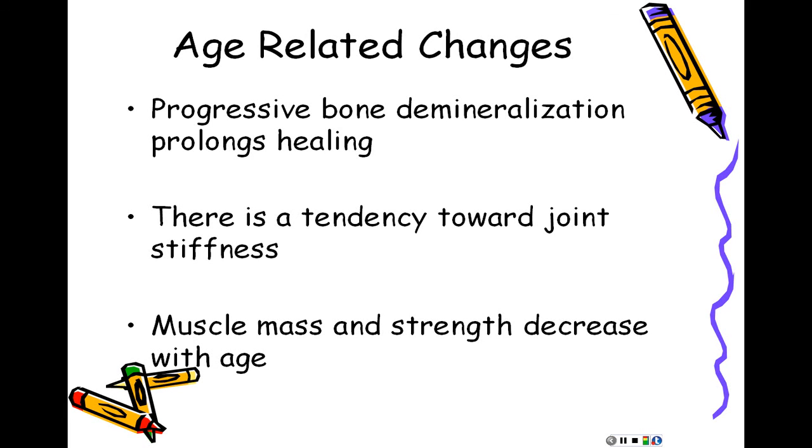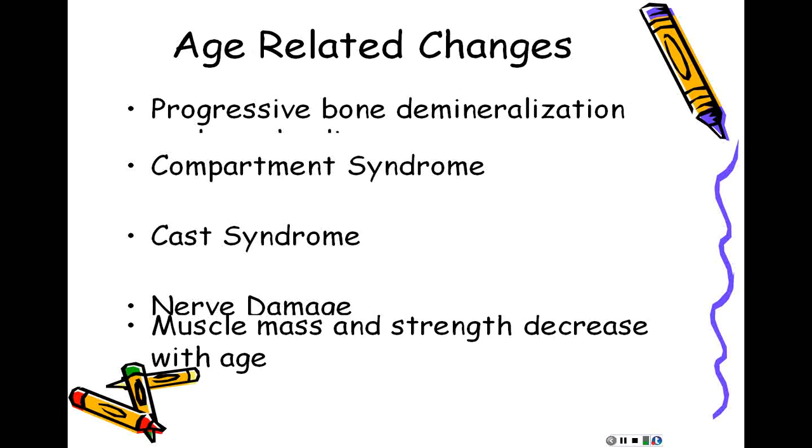There's a tendency toward joint stiffness. The joint spaces may become smaller as we become older, and as a result, a decrease in the joint space and also decreased lubrication of the joint predisposes those joints to stiffness, and they don't move adequately. This again puts the patient at risk for falls. We see a decrease in muscle mass and also in strength with age.